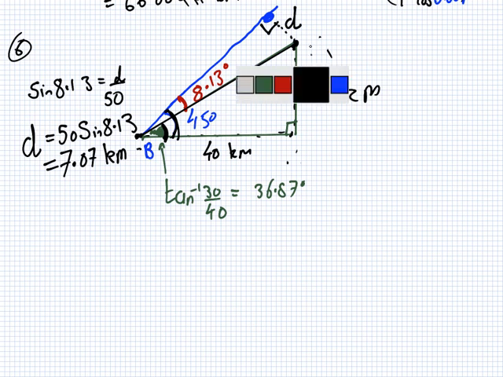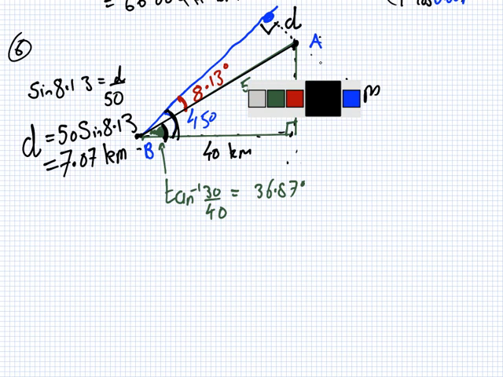Okay, next. We know ship B can call ship A if they're 40 kilometers apart. How far has ship B travelled while the two ships are in radio range? Okay, can I scroll down?